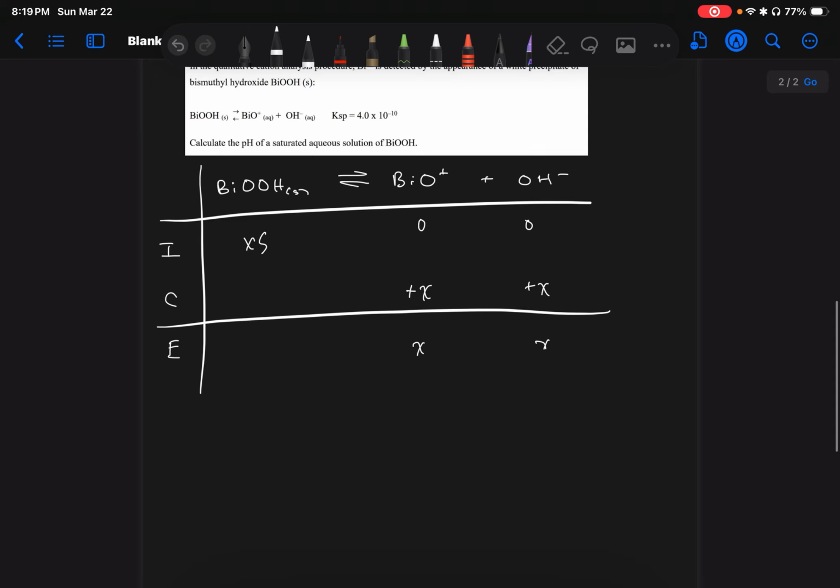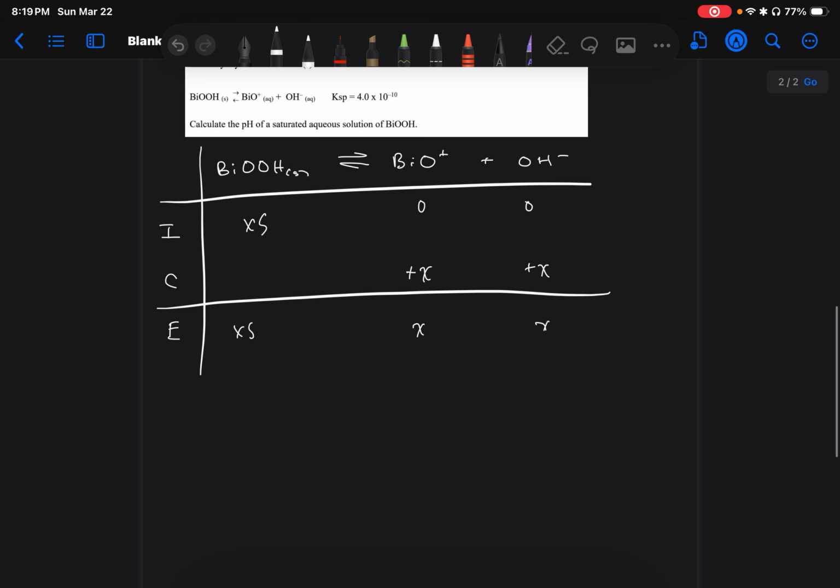We don't even need this. Find the pH, and we know the Ksp. Okay, that's light work then. Ksp is equal to x squared is equal to 4.0 times 10 to the negative 10. x is equal to... I didn't even need to write out that step. That was low-key pointless.